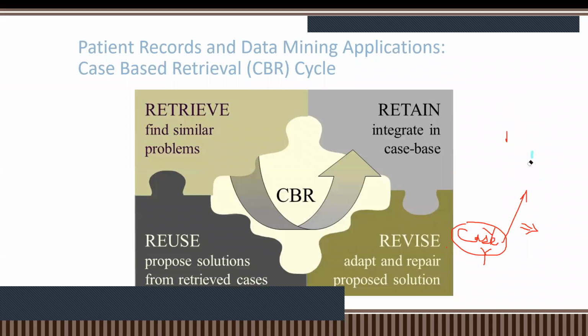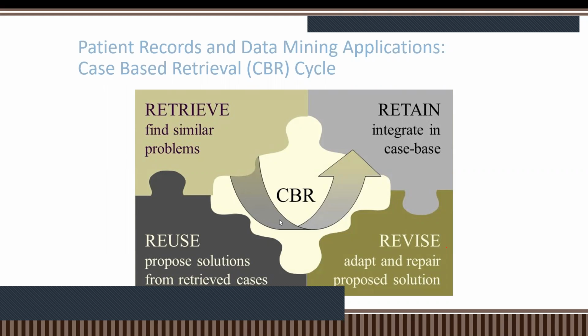So in this case, because this is a cycle, it has a number of steps and it is rotated. So we can start from any point in time. Let's say from here: retain, integrate in the case-based cases. We can revise, we can reuse, we can retrieve, and this is called the case-based retrieval cycle.